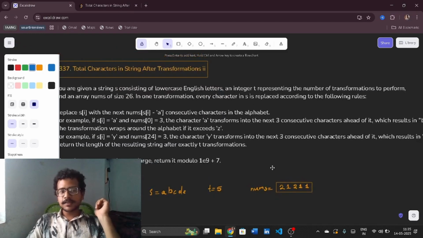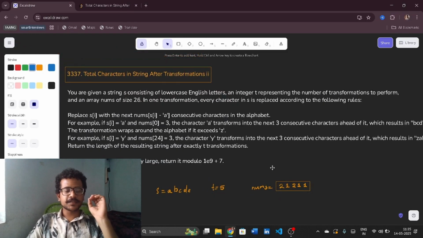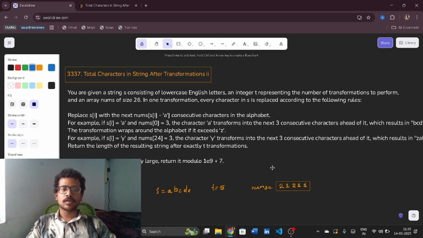Hello, let us discuss this question, total characters in string after transformation. So this is a hard problem, but let me make it easy for you with just a simple trick of a matrix.